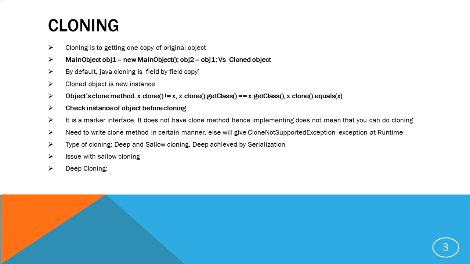Okay, I will tell you how to do the cloning. Before doing the cloning of any object, make sure that the class of the cloned object, the destination, is the same as the class of the original object. That's the reason we have to put the instance check before doing the cloning.